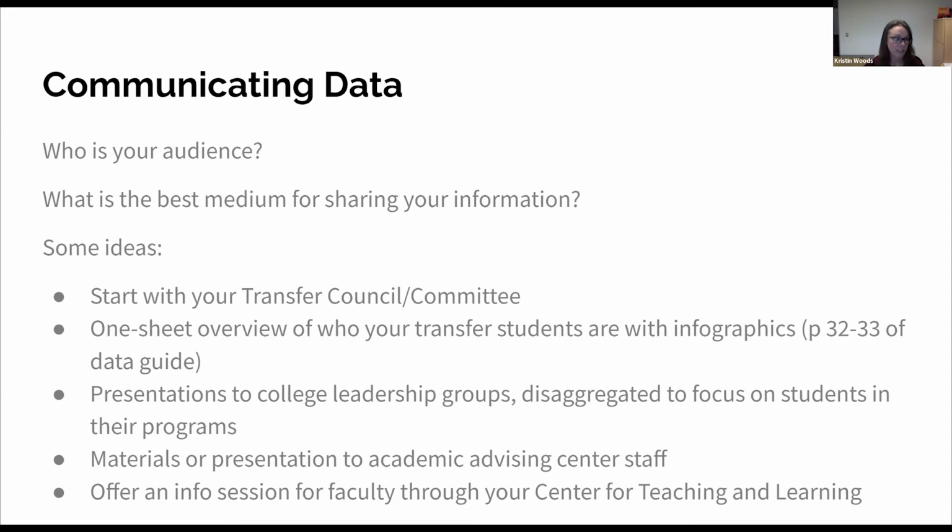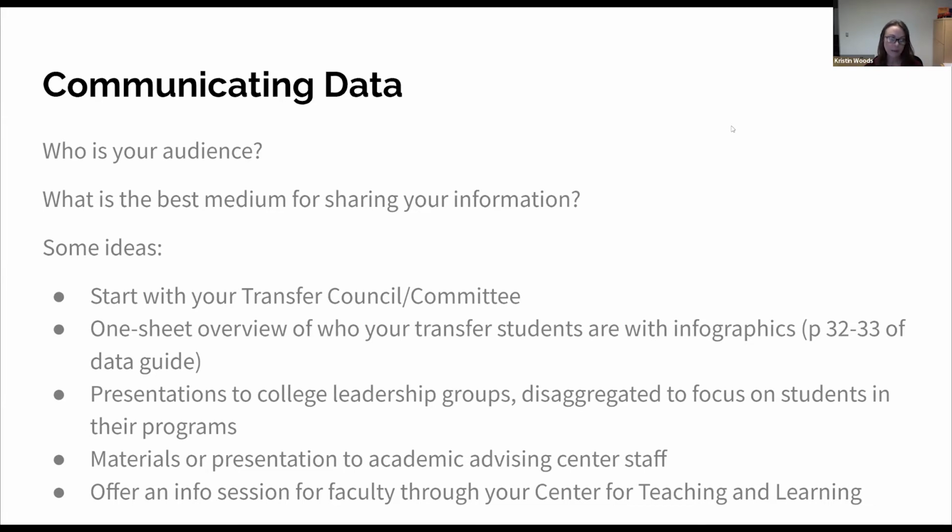If you're dispelling transfer myths as part of this work, start with campus leadership groups that might begin to shift their thinking with this data in hand. Disaggregate your data as much as possible to pique the interest of your audiences. So for example, if you're interested in speaking to the College of Business, disaggregate your data to focus only on business transfer students if possible.